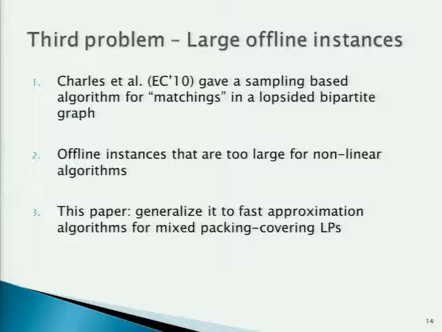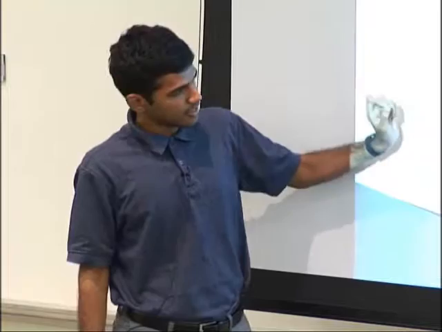The third result of this paper is, now I'm going to move on to offline instances. Last year at EC, Charles, Nikhil, Kamal, and others had a paper which gives a sampling-based algorithm. It's a randomized algorithm for problems like matchings on huge graphs. These graphs are so huge that no classical algorithm is useful. You want an algorithm which makes a single sweep through the graph. So what we do in this paper is generalize these kinds of algorithms for more general problems. We have mixed packing and covering LPs, and we approximate them with pretty fast approximation algorithms.